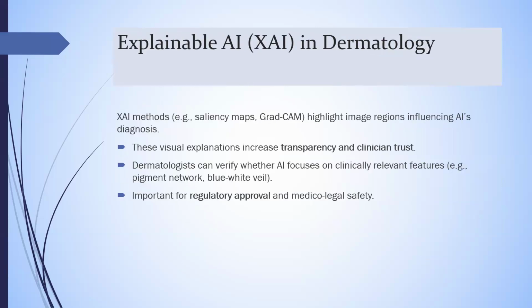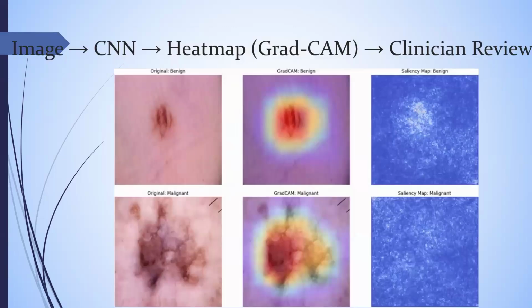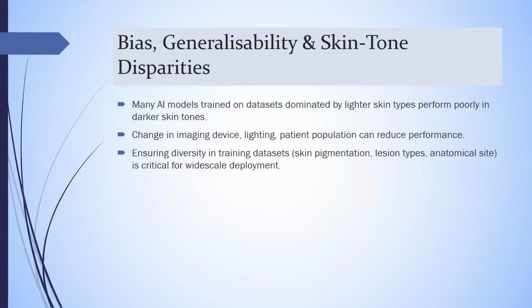So there's again now the explainable AI in dermatology, which is XAI, and that includes all these saliency maps, Grad-CAM, where they are going to generate heat maps. Okay, and again, this is very important to differentiate between benign and malignancy. So this is the heat map generated, and then the clinician reviews it and then decides whether to take the biopsy or not.